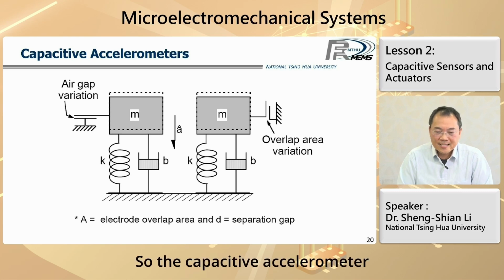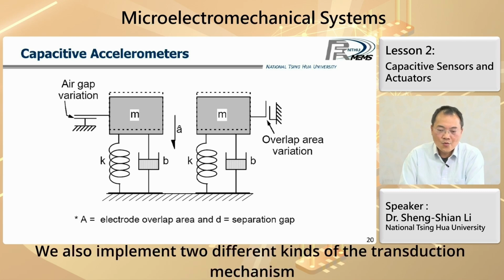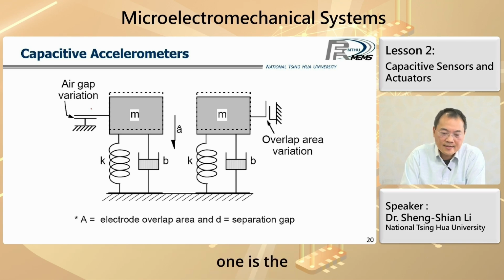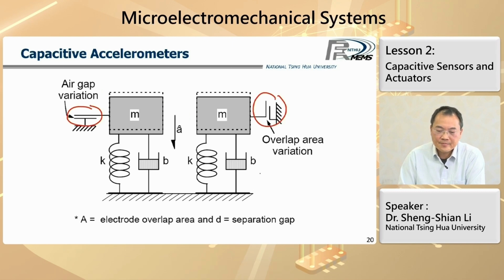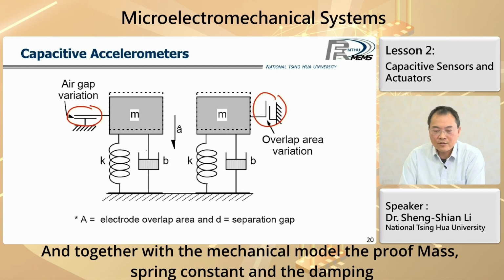So for the capacitive accelerometer here, we also implement two different kinds of transduction mechanism. One is the variable gap, the other is the variable overlap area, together with the mechanical model: the proof mass, spring constant, and the damping.